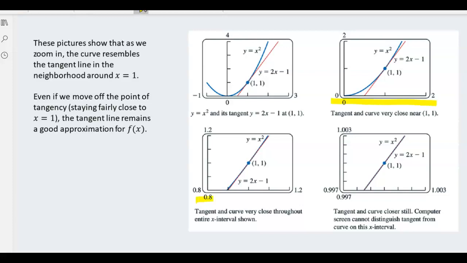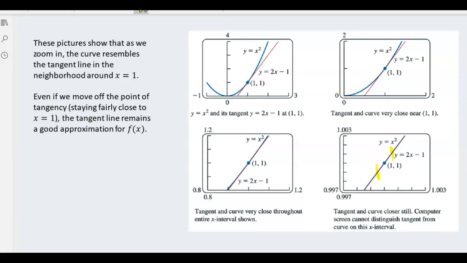And then same thing with these other pictures down here. Each time we're zooming in closer and closer to the function. And what you're supposed to take away from these pictures is that the more we zoom in on this very small neighborhood around the point (1, 1), the tangent line actually becomes a fairly good estimate of the function.